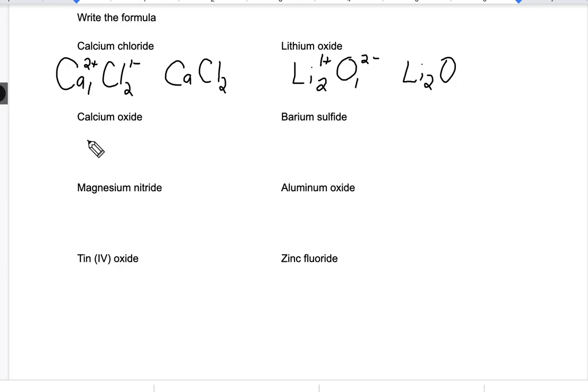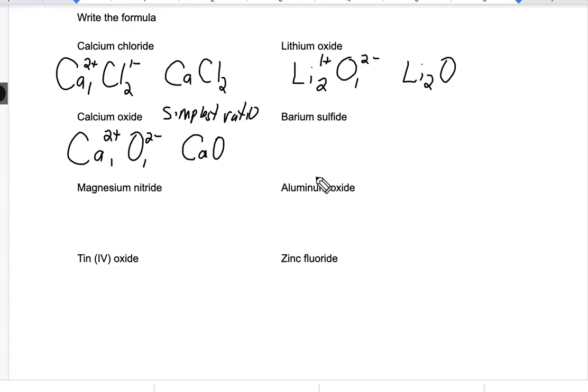Okay, calcium oxide. Calcium, again, is 2 plus. Oxide is 2 negative. Now, this one's a little different, so pay attention here. If the charges are opposite but equal, you don't do anything except rewrite it how it is, because one of these will cancel out one of these. So if the charges are opposite but equal, you don't want to do the crisscross. So the ratio is CaO. Because if you crisscross it, you would get Ca2O2. But all ionic compounds have to be written in the simplest whole number ratio.